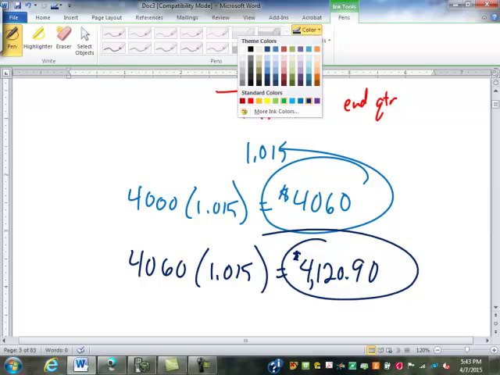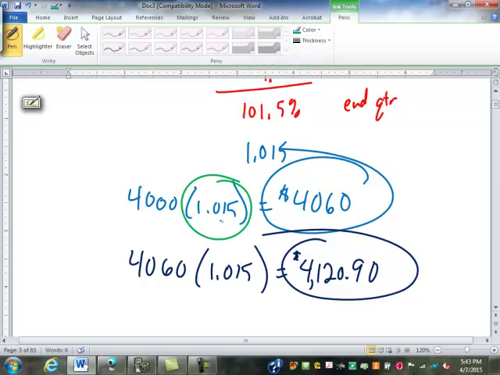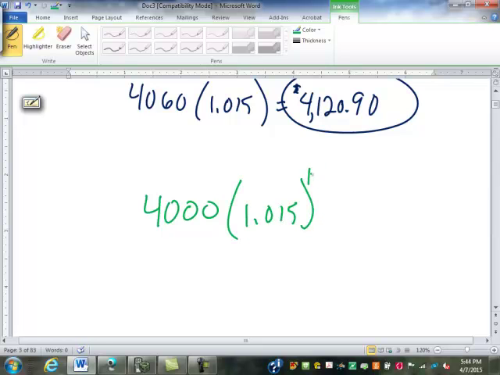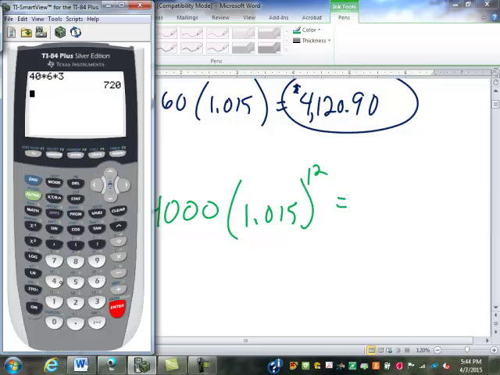How many times are we going to have to multiply by the 1.015? 12 times, 12 quarters in 3 years. If we're multiplying by the same number over and over again, we have a shortcut in math for doing that, which is not squaring, but similar, a power, right? So this is going to be 4,000 times 1.015 to the power of 12.